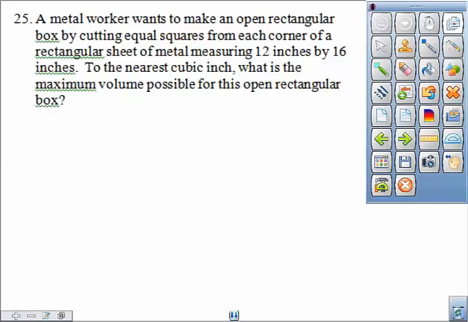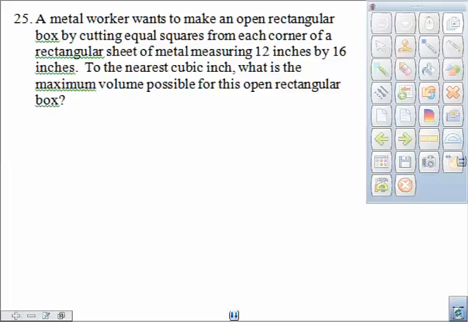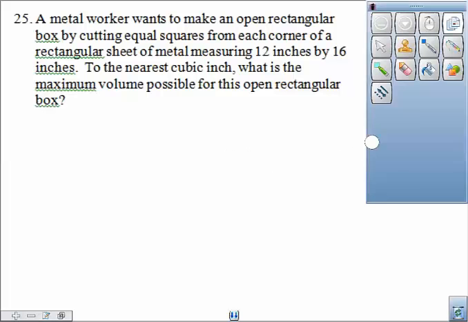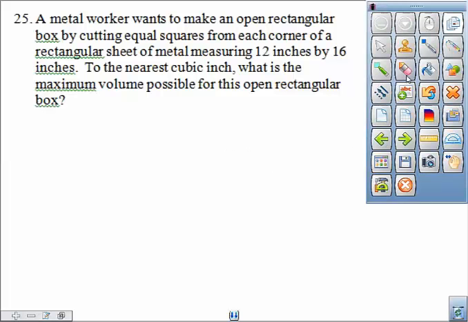All right, picking up on 25 on your first 9 weeks review. Another word problem. A metal worker wants to make an open rectangular box by cutting equal squares from each corner of a rectangular sheet of metal measuring 12 by 16 inches. To the nearest cubic inch, what's the maximum volume possible for this open rectangular box?